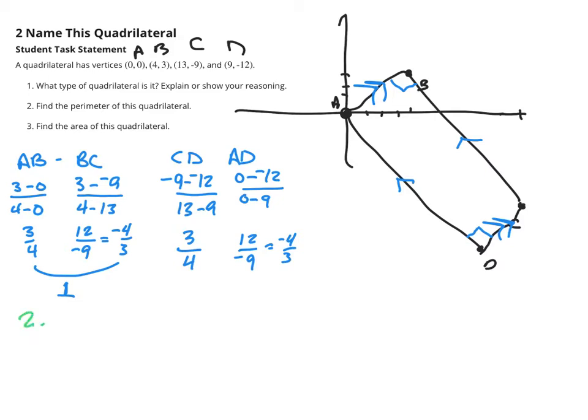Let's look at 2 though. Find the perimeter. So we need to know the length of these lines, how long they are. You can either use the distance formula. Distance formula is the square root of x minus x squared plus y minus y squared, or you can use Pythagorean theorem.